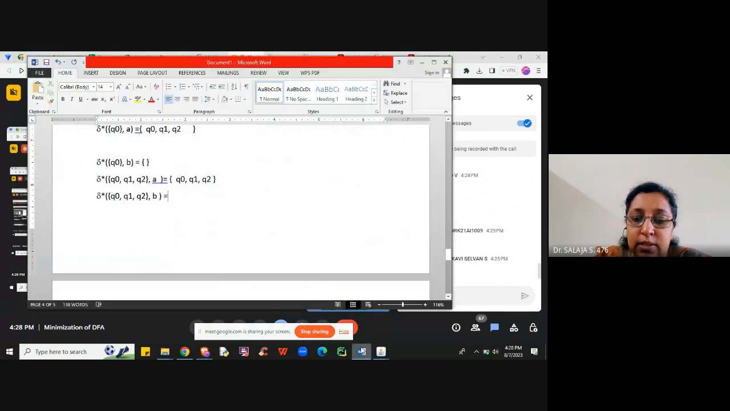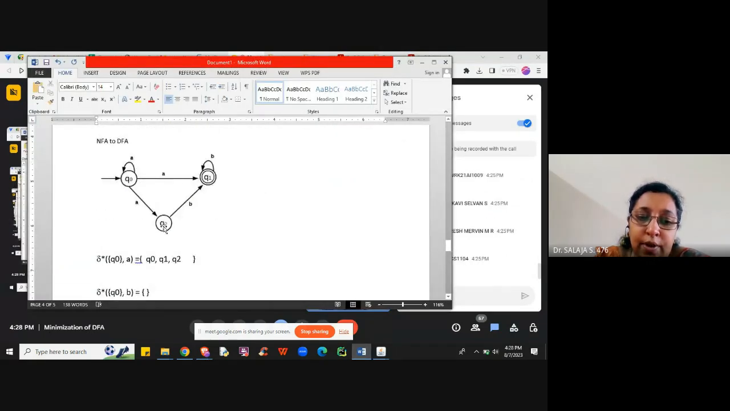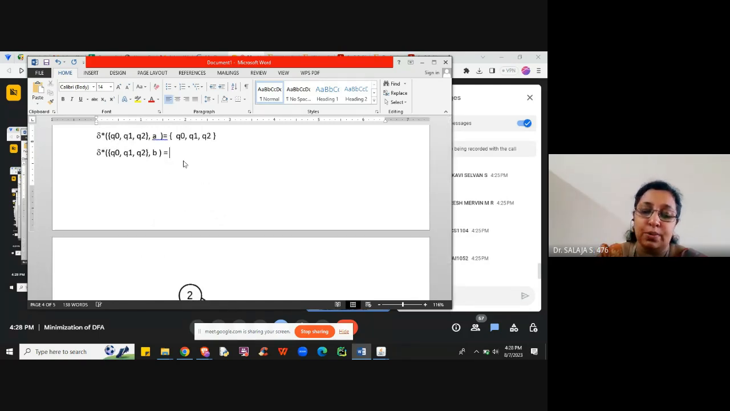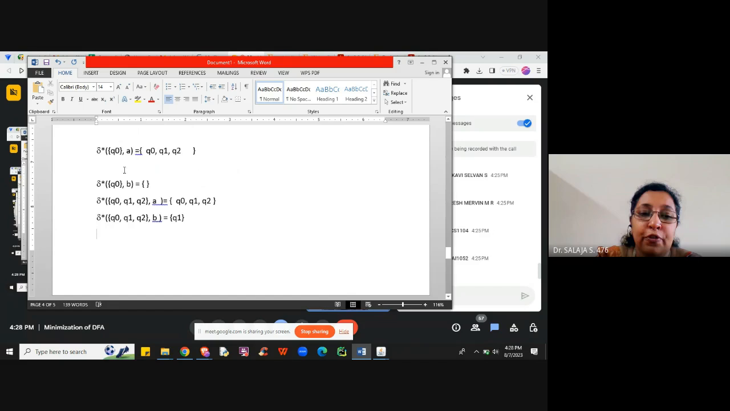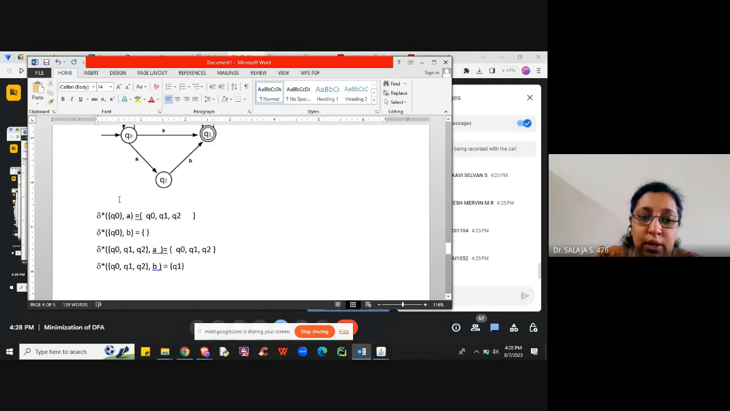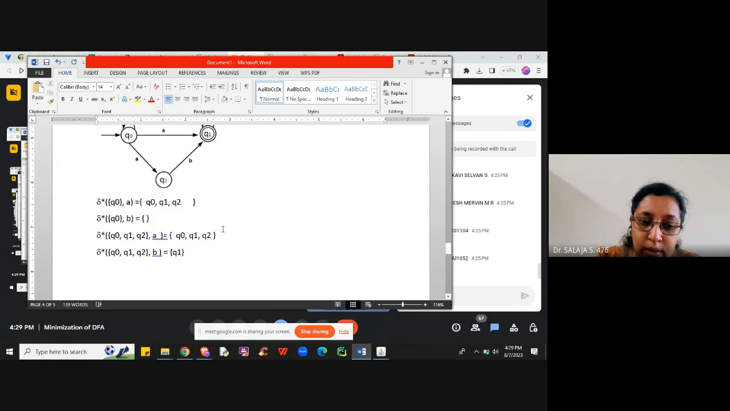Your answer is Q1. The reason is that from Q2 it moves to Q1 on B. From Q1 it moves to Q1 on B. So you have the output as Q1. Right now, which state should I find out? You have found transitions of Q0 on A. We have found transitions of Q0 to Q1, Q2 on A and B.